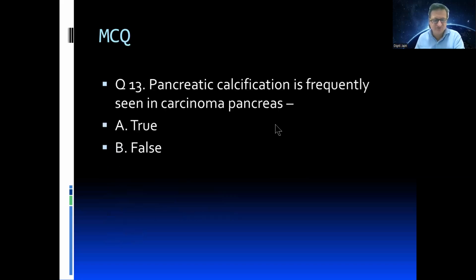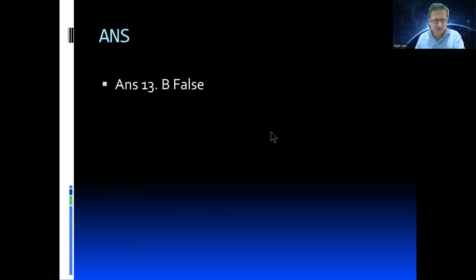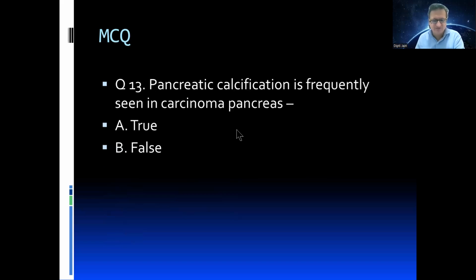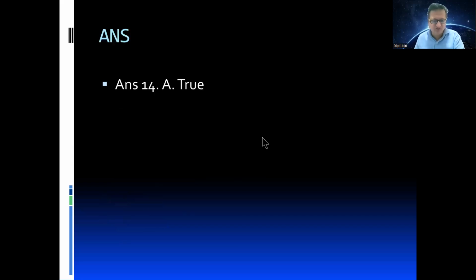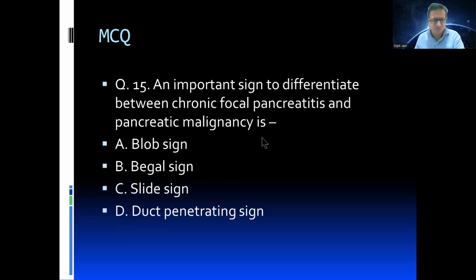Pancreatic calcification is frequently seen in carcinoma pancreas. Is it true or false? So it is false. Pancreatic calcification is more common in chronic pancreatitis. Relationship of the tumor to surrounding vessels, that is superior mesenteric artery and celiac axis, predicts resectability of the tumor. If the carcinoma surrounds a vessel by more than 180 degrees, then it is unresectable. This is true or false? So yes, it is true.